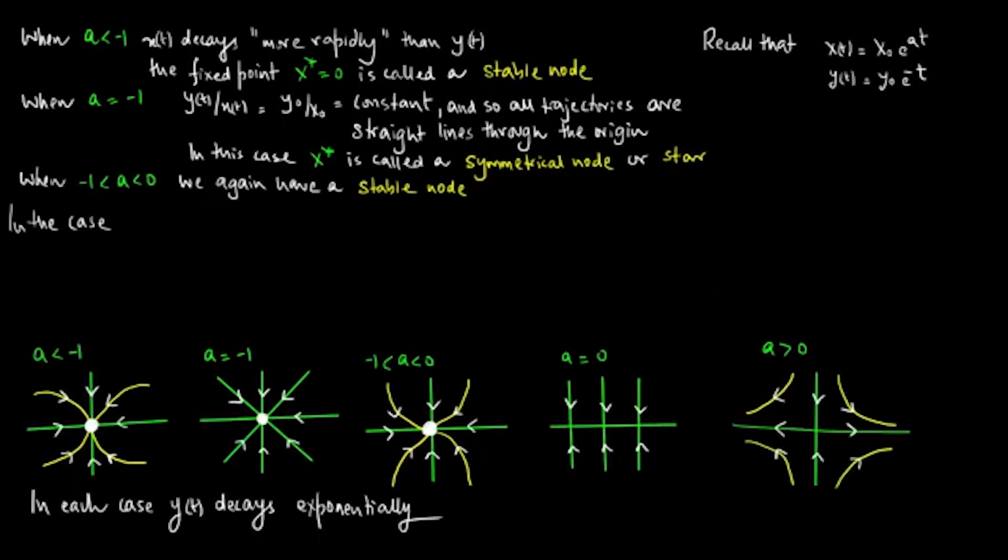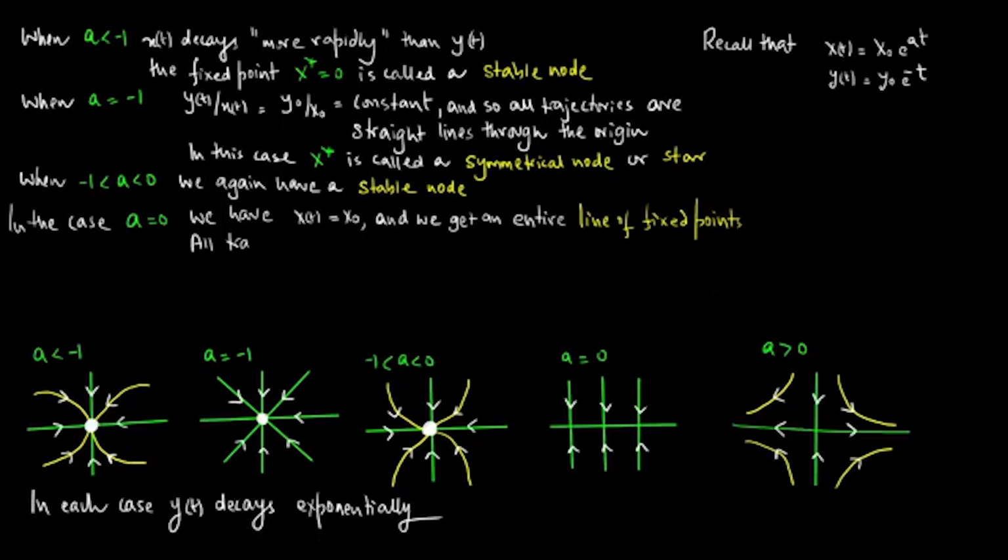In the case of a is equal to 0, we have x of t is equal to x naught, and we get an entire line of fixed points. All trajectories approach these fixed points along vertical lines.